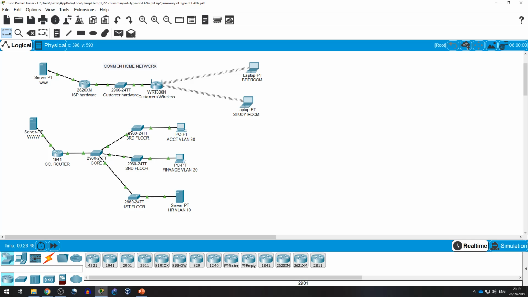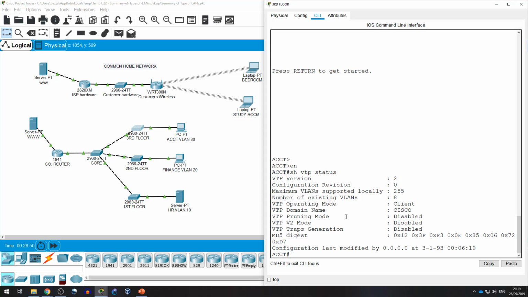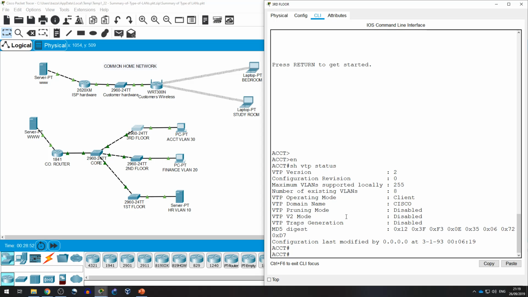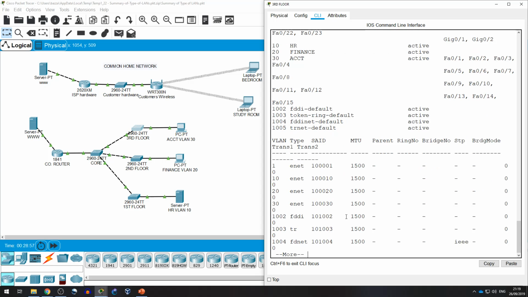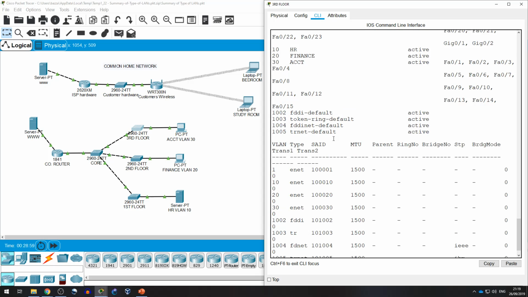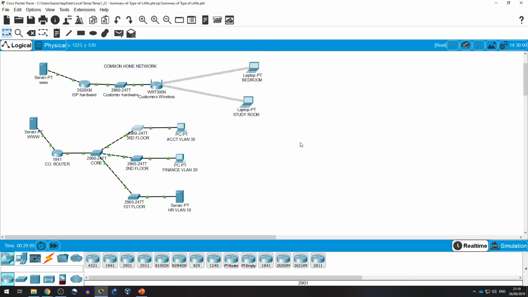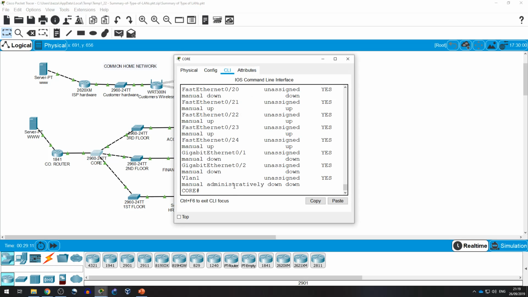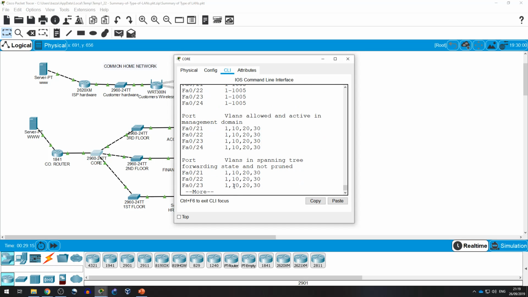And then, if I do show vlan on this one, you'll see that VLAN 10, 20 and 30, it knows they exist. Isn't that amazing? But I digress. Oh, there we go. Show int trunk.